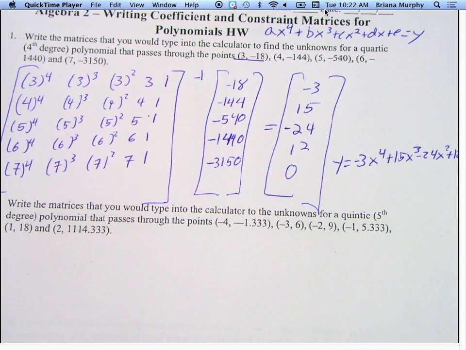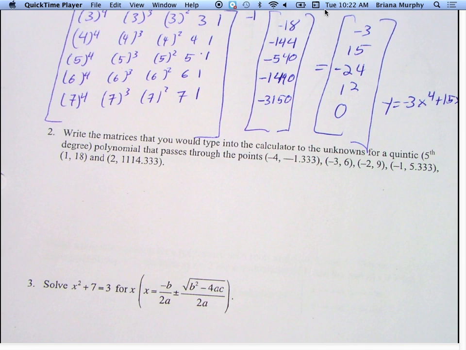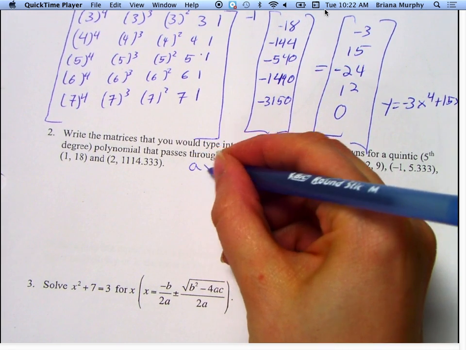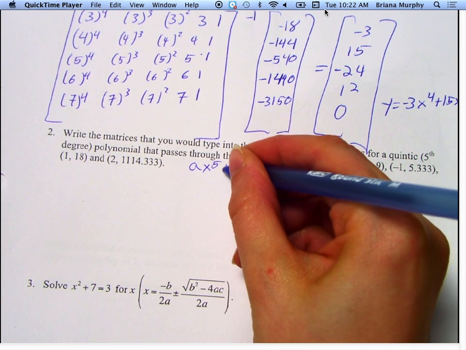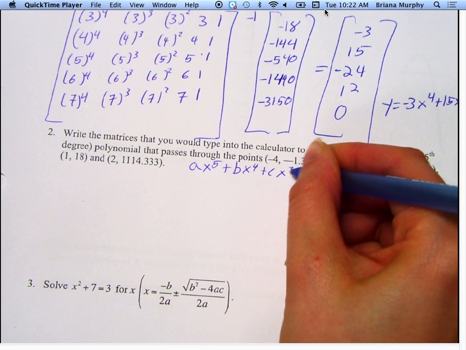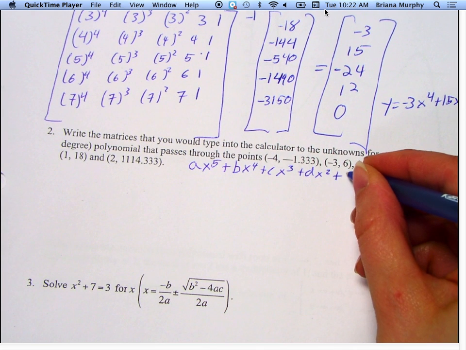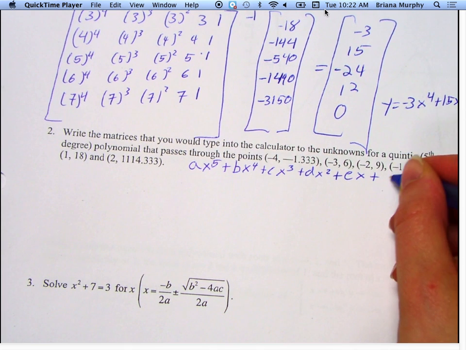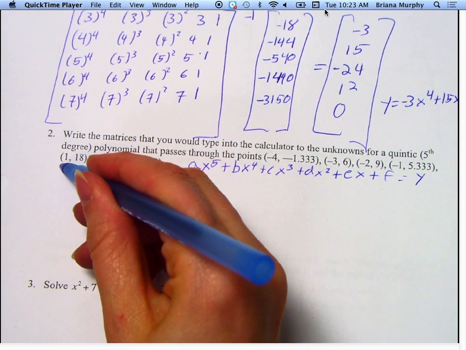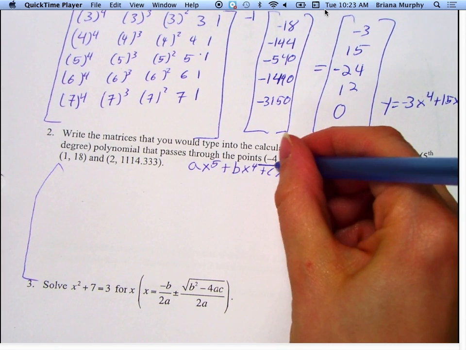Okay. So it says it's a 5th degree polynomial. So what is that going to mean? We need 6 points, right? It's going to say ax to the 5th plus bx to the 4th plus cx to the 3rd plus dx squared plus ex plus f equals y. Okay, so I'm going to make my matrices, and the first ones are going to be to the 5th. So I'm going to take this first point right here.